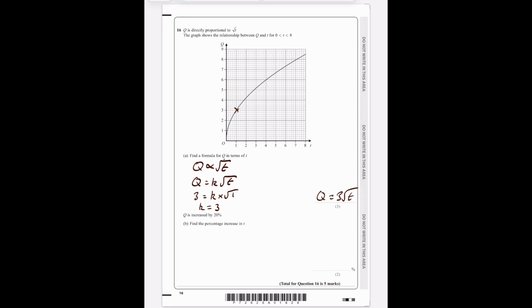Part B, I'm not convinced this is the best way, but it's a way that worked that I was thinking of in the moment. We've got q equals 3 root t.